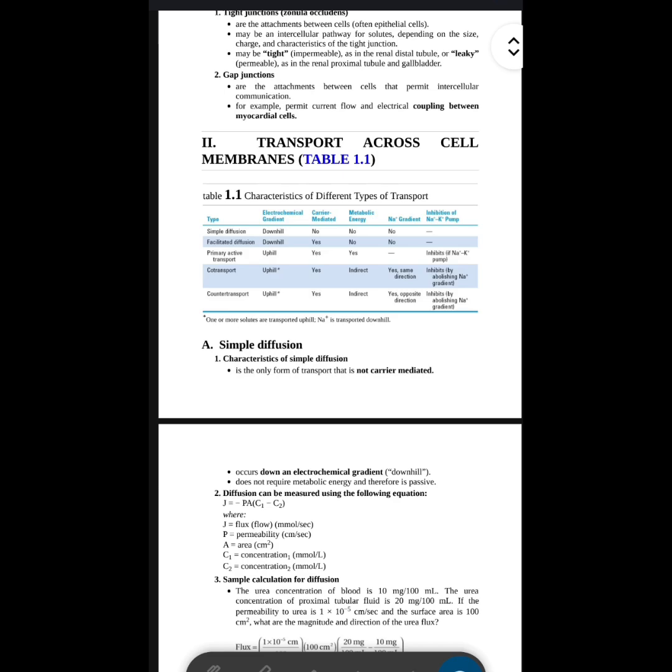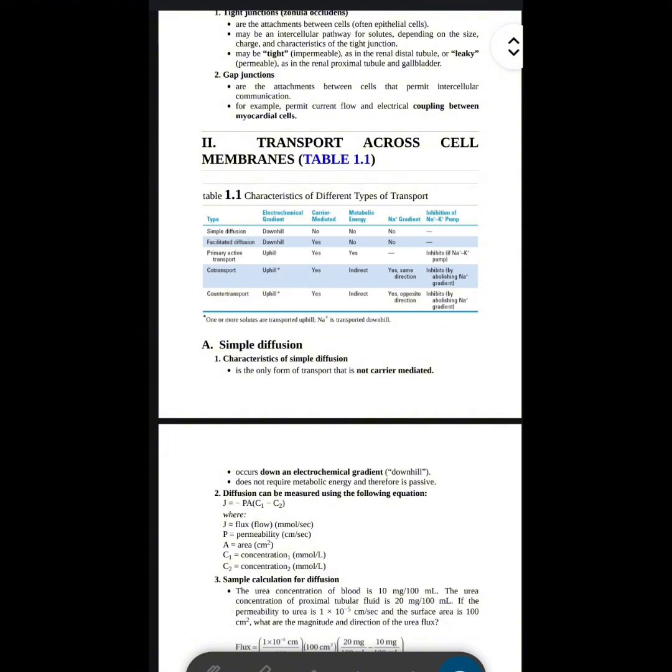Electrochemical gradient means something coming downhill or uphill. It means simple diffusion, which is from a higher concentration to the lower concentration. It can flow like we spill water from a higher status to the lower status.